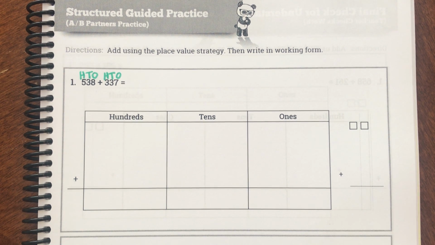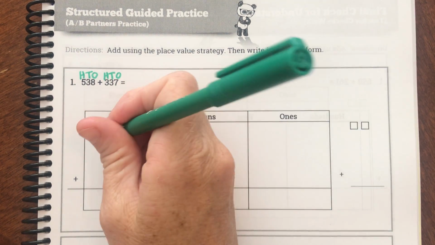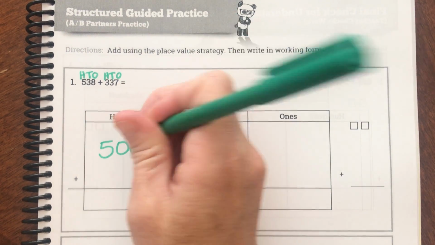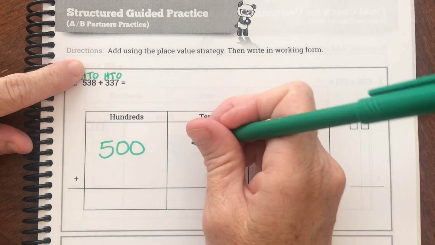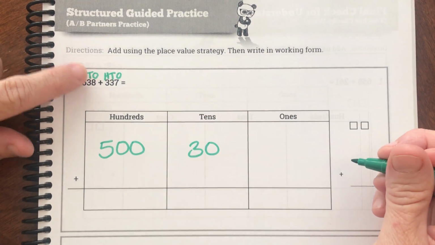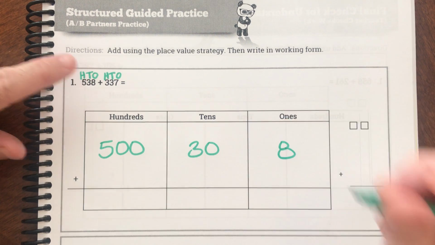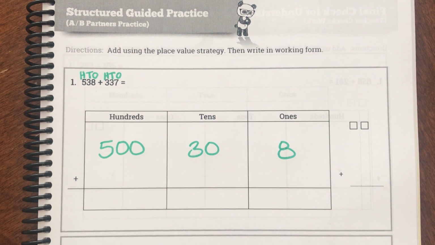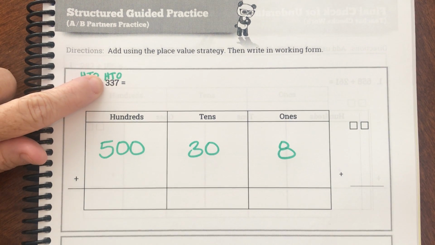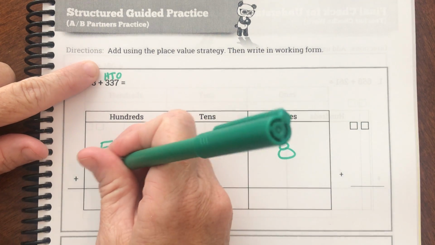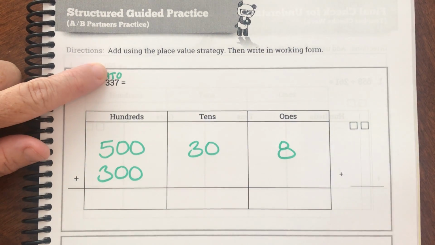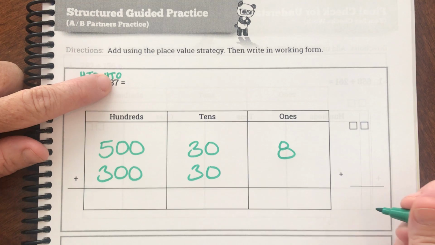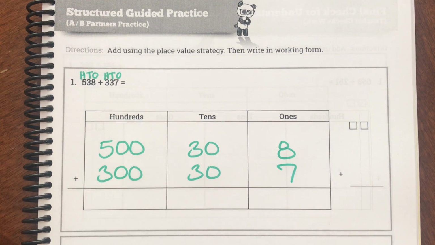So in this one, I have five hundreds. We have 500. So let's write 500. We have 3 tens, which is 30. And we have 8 ones, which is 8. Over here, in this addend, we have 3 hundreds, which is 300, 3 tens, which is 30, and 7 ones, which is just 7.